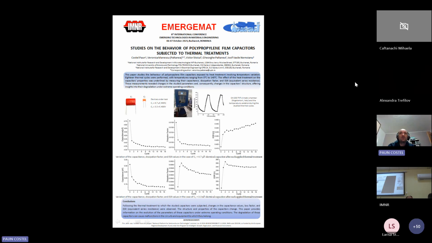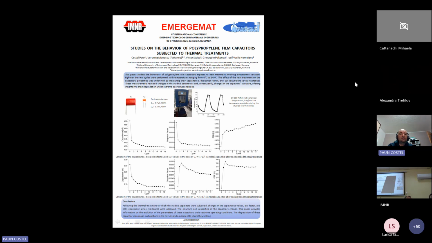The paper studies the behavior of polypropylene film capacitors exposed to heat treatment involving temperature variation. 18 thermal cycles were performed, with temperature ranging from 0 Celsius to 140 Celsius. The effect of the heat treatment on the capacitors' properties was underlined by measuring their capacitance, dissipation factor, and ESR, equivalent series resistance. These measurements revealed changes in the studied parameters and consequently changes in the capacitor structures, offering insights into their degradation under extreme operating conditions.